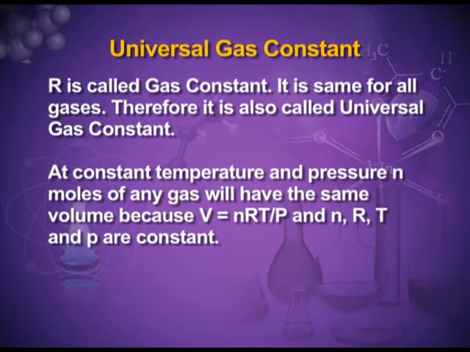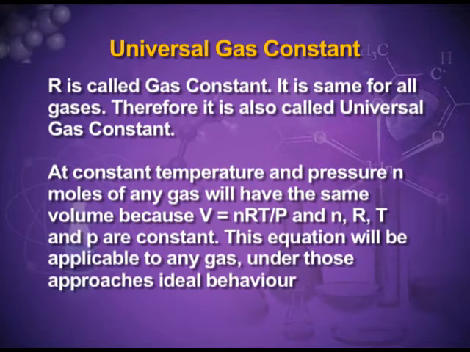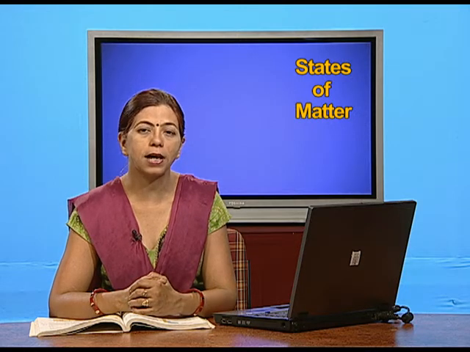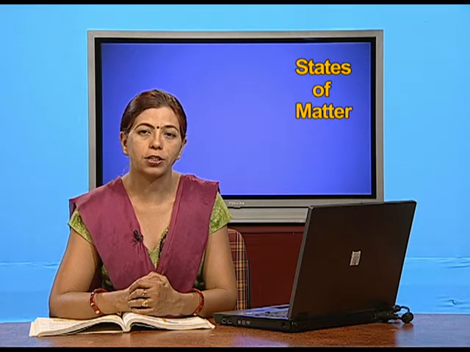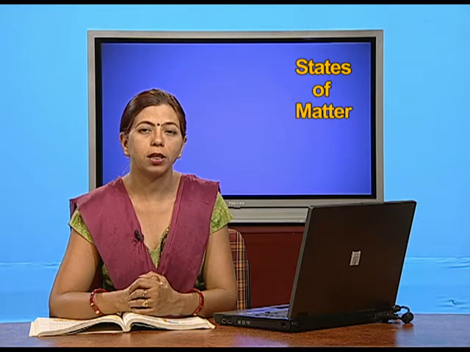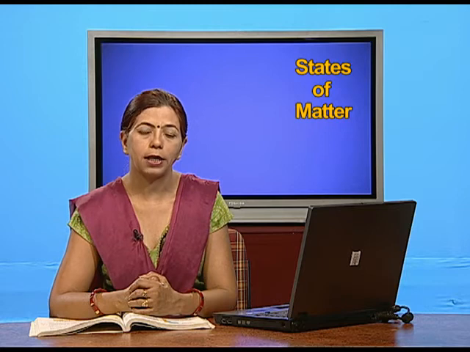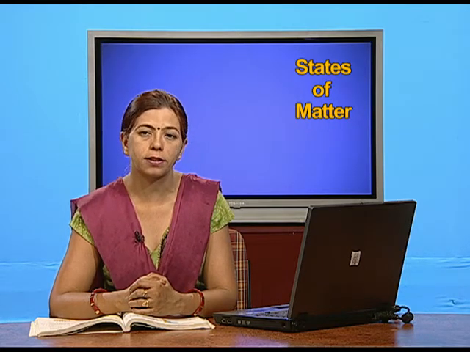At constant temperature and pressure, n moles of any gas will have the same volume because volume is equal to nRT upon P, and n, R, T and P are constant. This equation will be applicable to any gas under those conditions when the behavior of the gas approaches ideal behavior. All those gases which obey the ideal gas equation are known as ideal gases. But actually the gases don't do so, and then they are known as real gases.